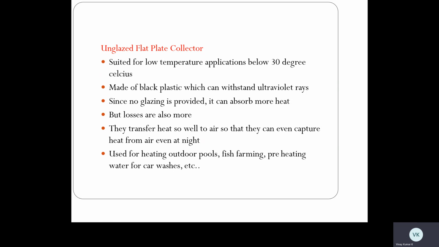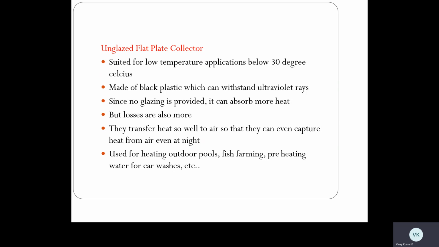But losses are also more because there is no glazing provision and because of the black plastic. Because of the high absorption, there is a high amount of heat transfer, and because of that the losses are also more. They transfer heat so well to air that they can even capture heat from the air at night. There is heat content in the air molecules also. Because of the unglazed nature, the air passing through these unglazed flat plate collectors, these black plastic absorbers, even absorb the amount of heat that the air molecules contain.